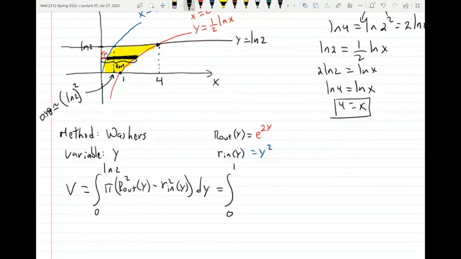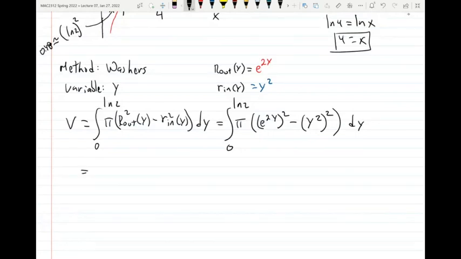So that would be the integral from 0 to ln of 2 of pi times R out, which is e to the 2y, and we need to square that, and then R in is y squared, and we need to square that, dy. Questions? Okay, and now we calculate. So I will take out the pi. Now this is the routine part, right? So e to the 4y and y to the 4. This is stuff that we can calculate, right? We know how to integrate e to the 4y and we know how to integrate y to the 4.